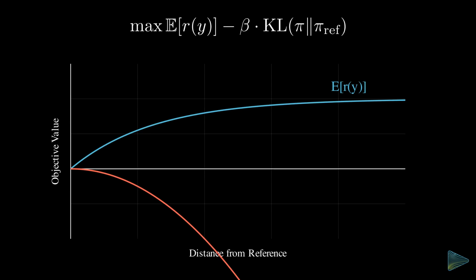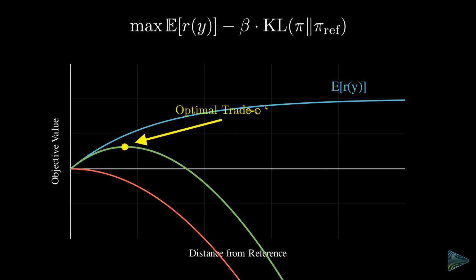The blue curve shows expected reward increasing as we move away from the reference. The red curve shows the KL penalty decreasing as we deviate more. The green curve shows their sum, which has a clear maximum. This optimal point balances reward improvement against staying close to the reference policy.